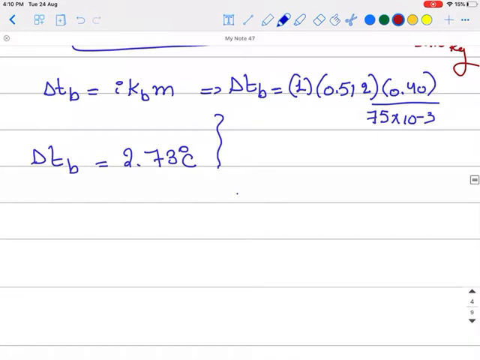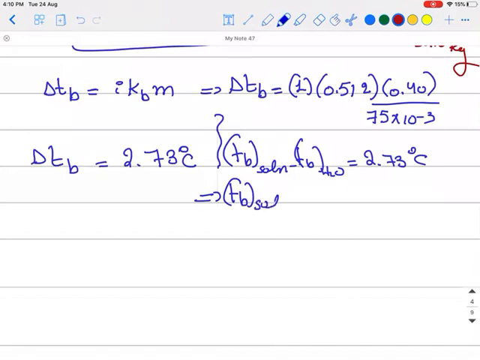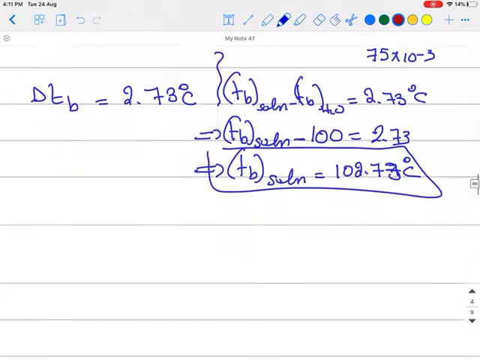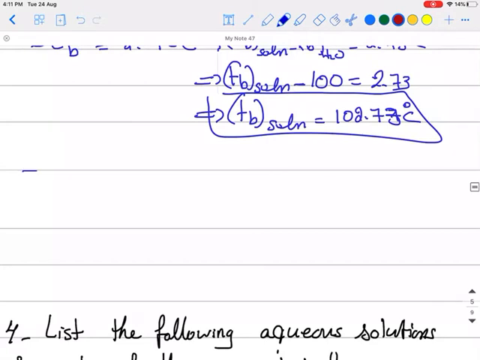I can now find T_b of the solution. Delta T equals T_b of the solution minus T_b of the solvent, water, which is 2.73 degrees. T_b of the solution is my target. The boiling point of pure water is 100 degrees. So the final answer, the T_b of the solution, will be 102.73 degrees Celsius. Like this, we found T_b. Let us find T_f.